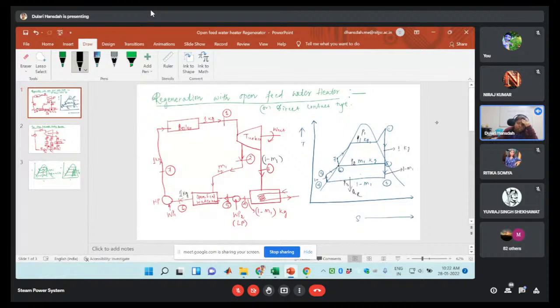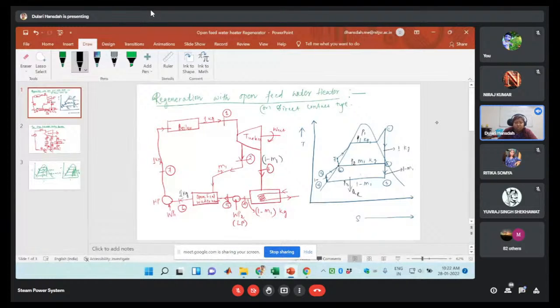So the process will continue, and in this case I have used a single stage of heater. For this, we can write the steady flow energy equation and find out the efficiency of the boiler or steam power plant. In the regeneration cycle, the thermal efficiency will increase due to the reduction in the heat addition. One drawback is that you get less work output. The turbine work output will be reduced.